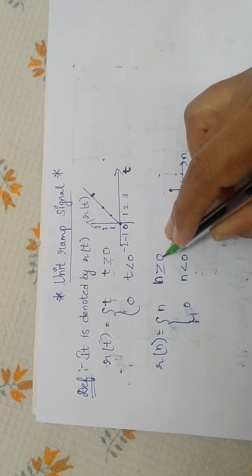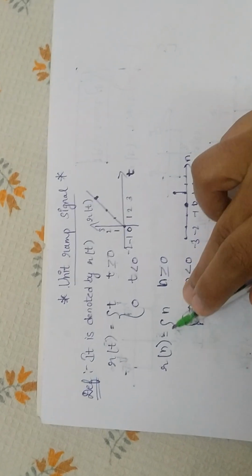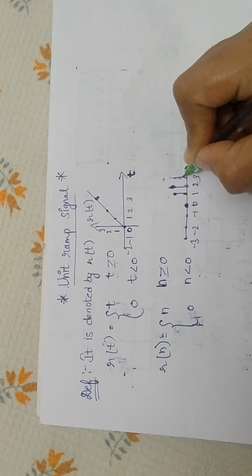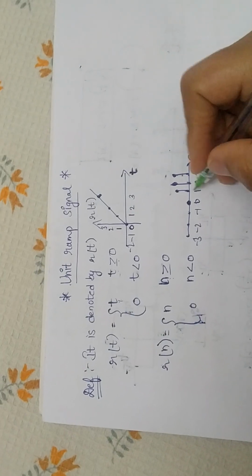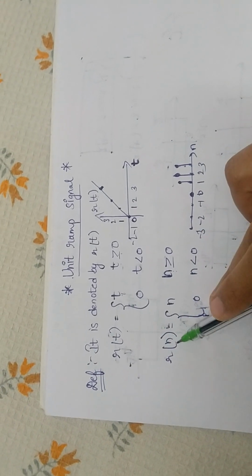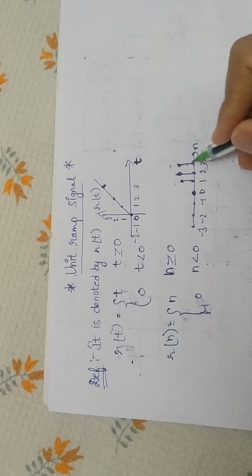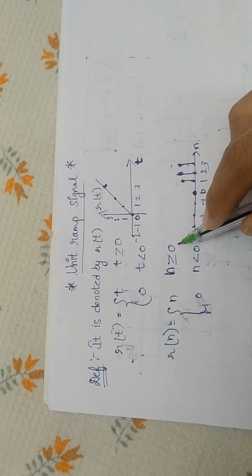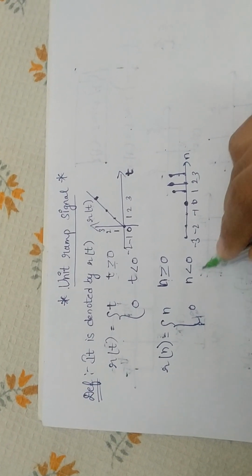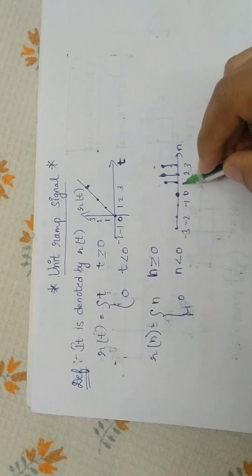Then at n equal to 2, R of n is 2 only, like this. As we increase the values, the n value also increases. Then R of n is equal to 3 when n is equal to 3. So this is the graph for the discrete unit ramp signal.